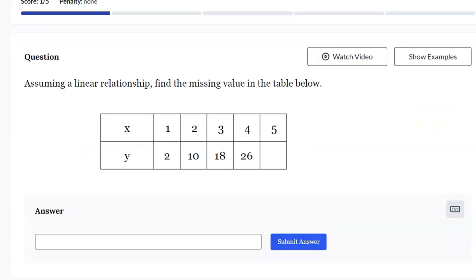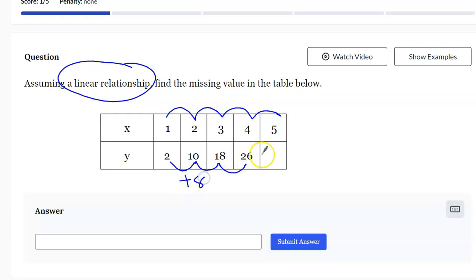One more time. Look at the pattern in the x's. Is it constant? Yes, which we already knew because we said it was linear. And now all we have to do is find the increase in the values. Looks like it's plus 8 each time. And then we type that in our answer box.